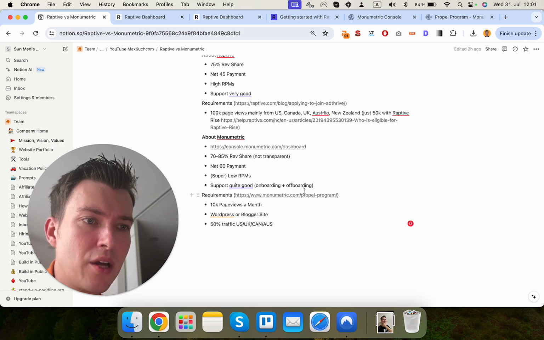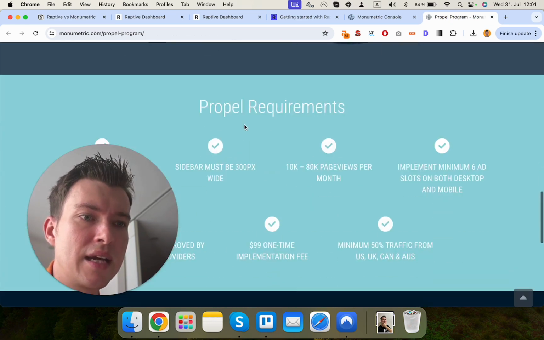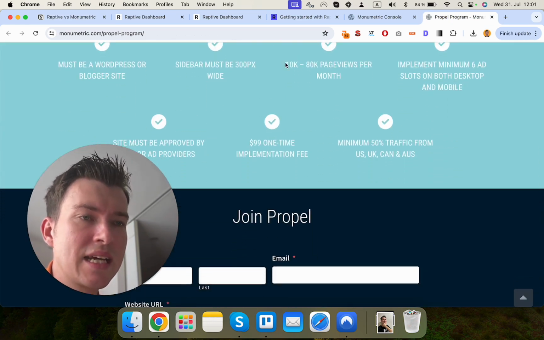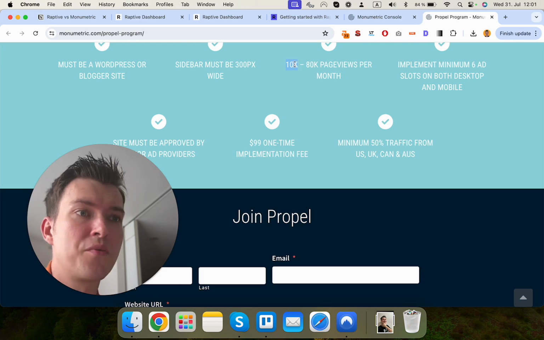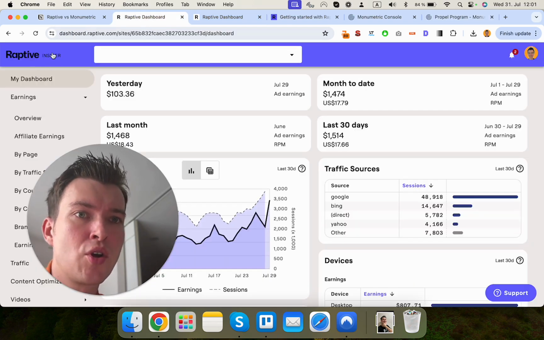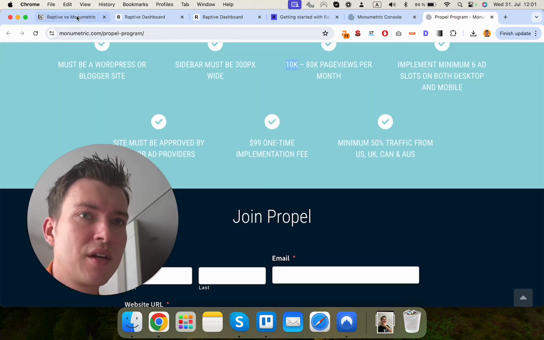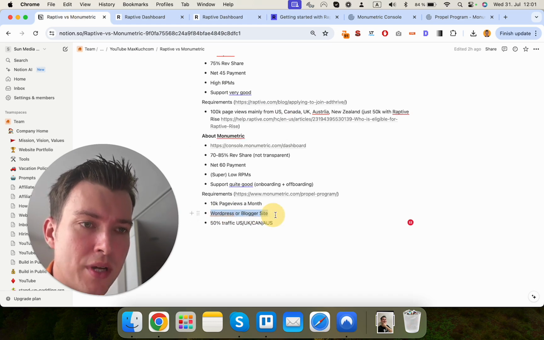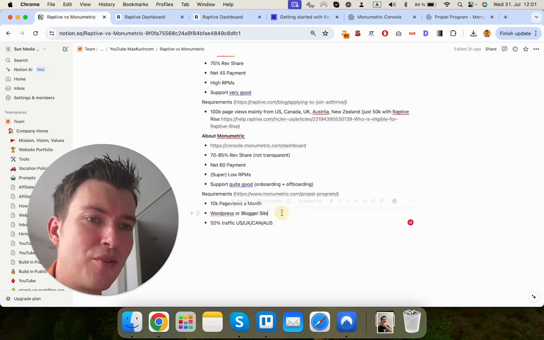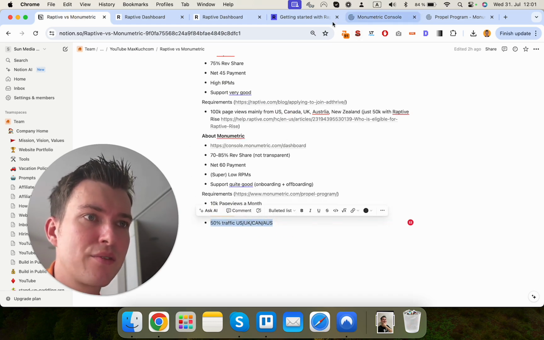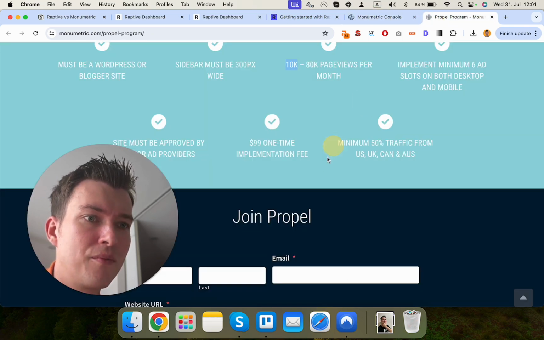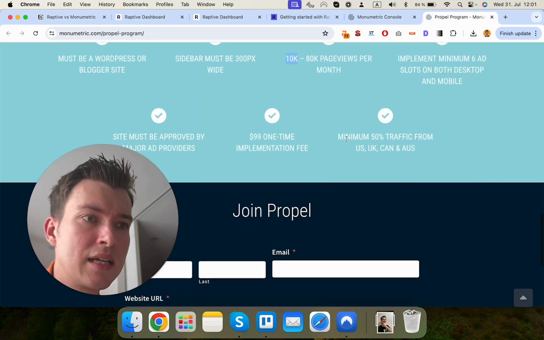Requirements. Right now for the lowest program, the Propel program, they do require 10K page views a month minimum. So obviously that's lower than the 50K required for the Raptive Wise or the 100K for the normal Raptive Insider program, which I'm also a member of. WordPress or Blogger site, interesting that there are a lot of Blogger sites. And they also ask for 50% of the traffic to come from the US markets. Here, minimum 50% traffic from US, UK, Canada, Australia.